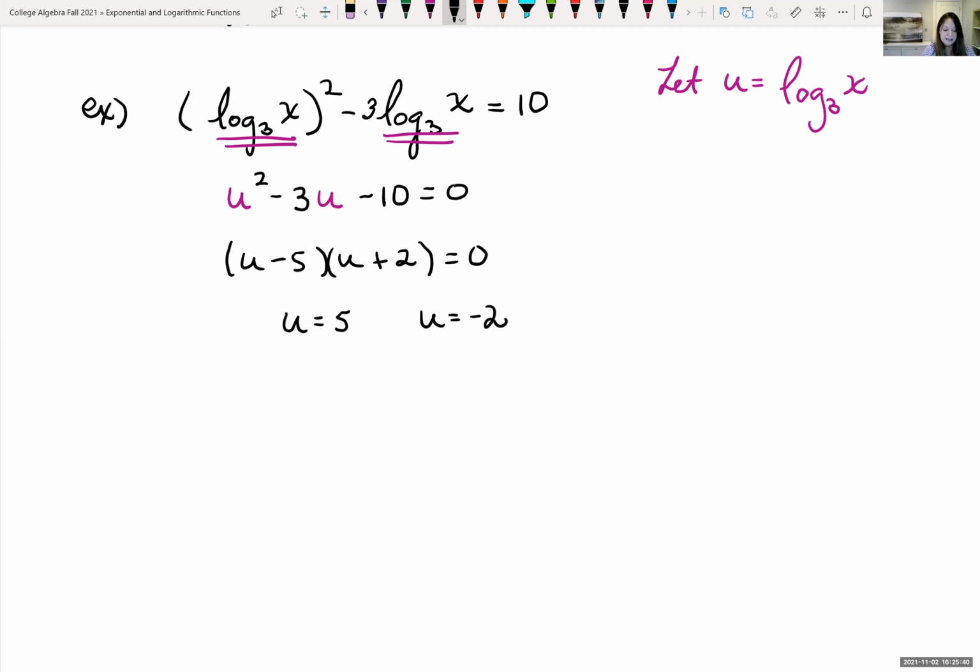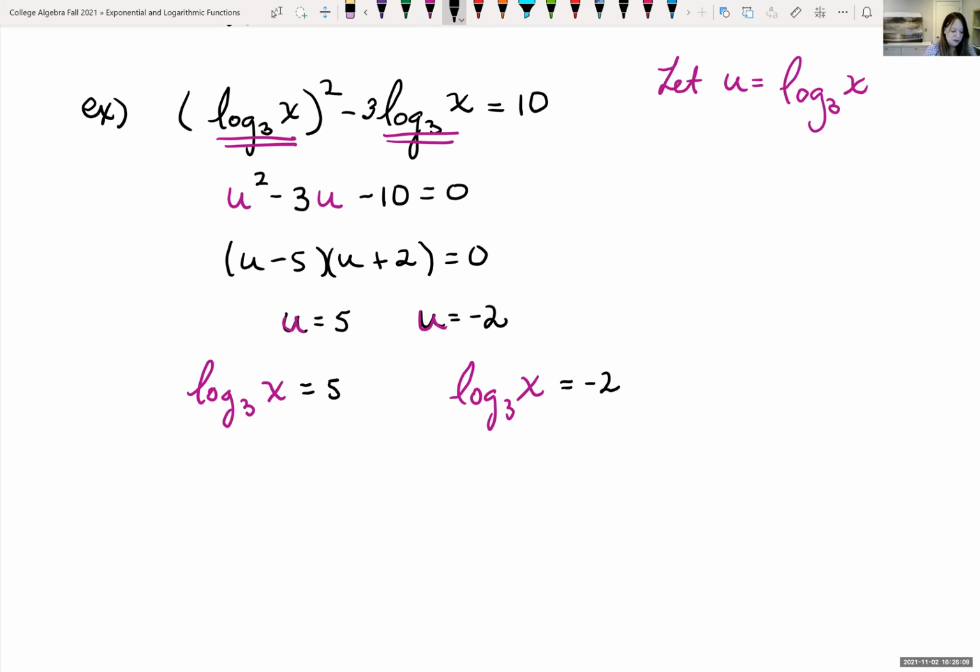We want to know what x is, not what u is. So let's rewrite this as two separate equations. We have u, which is log base 3 of x, is equal to this 5. And we have log base 3 of x is equal to this -2.